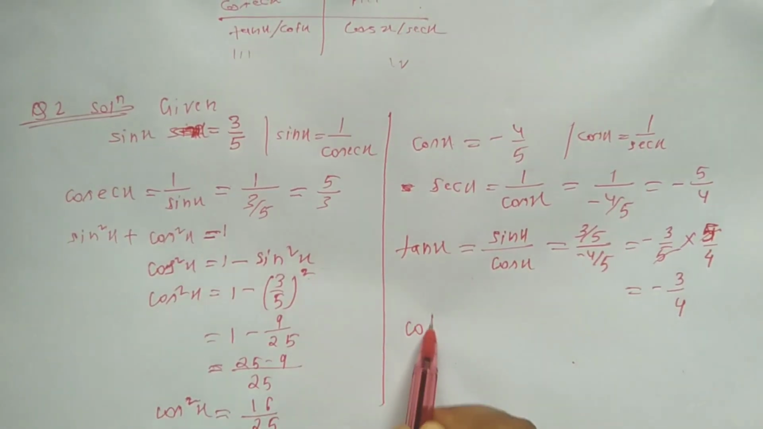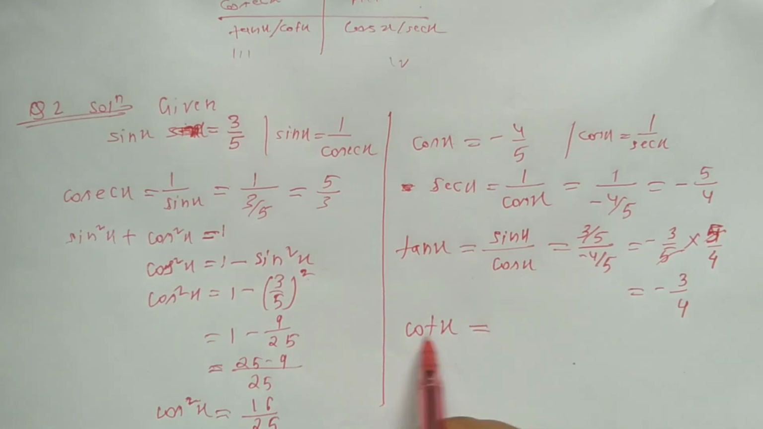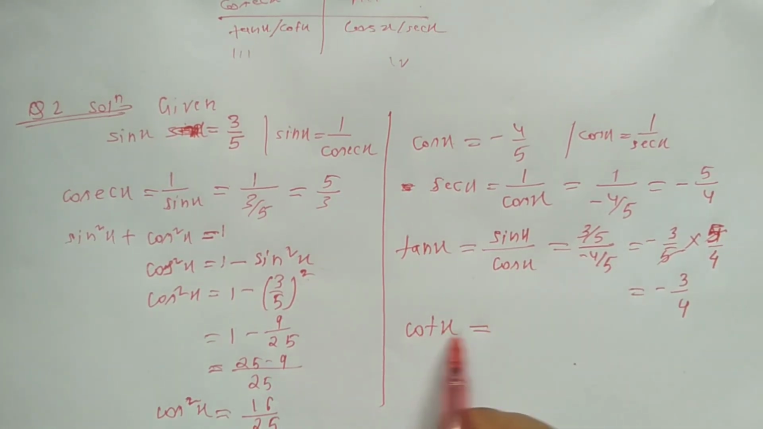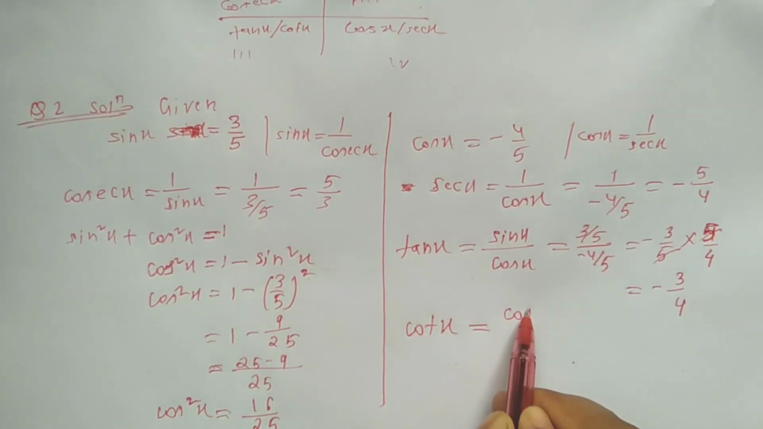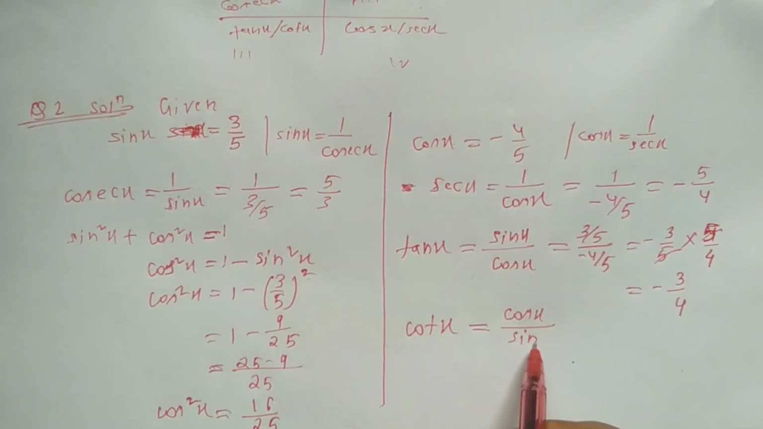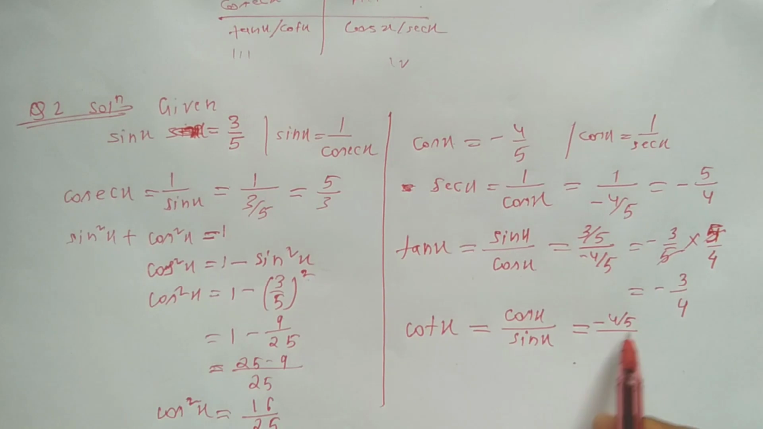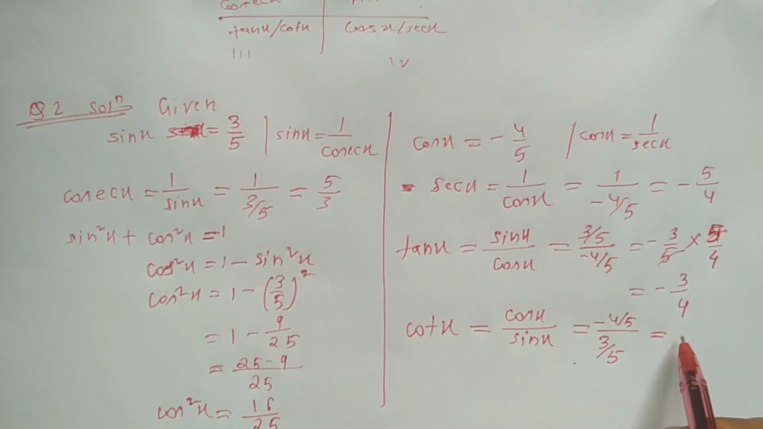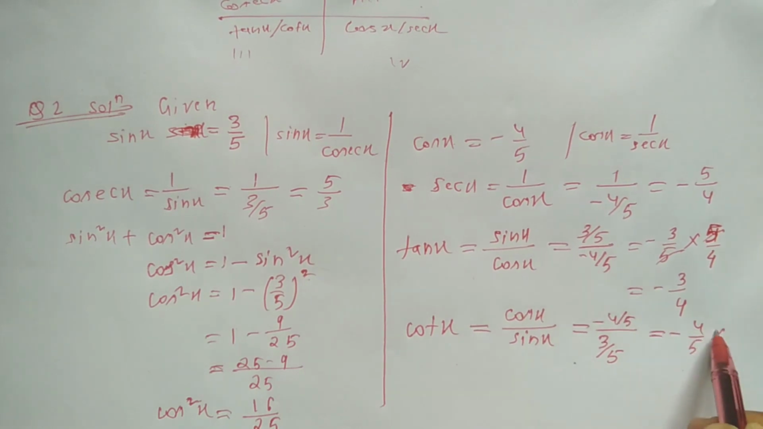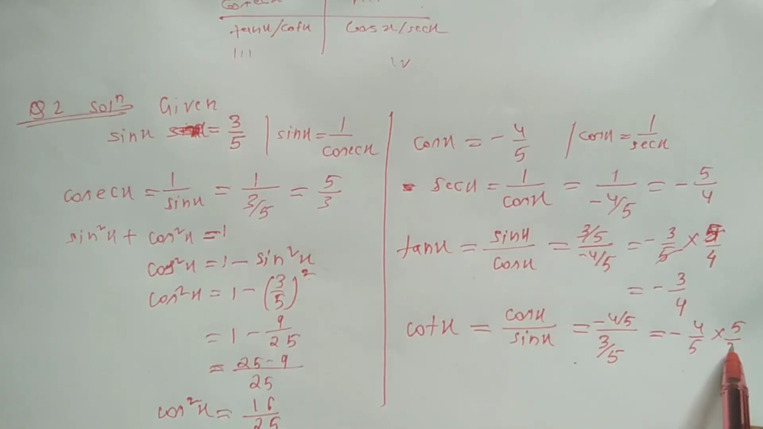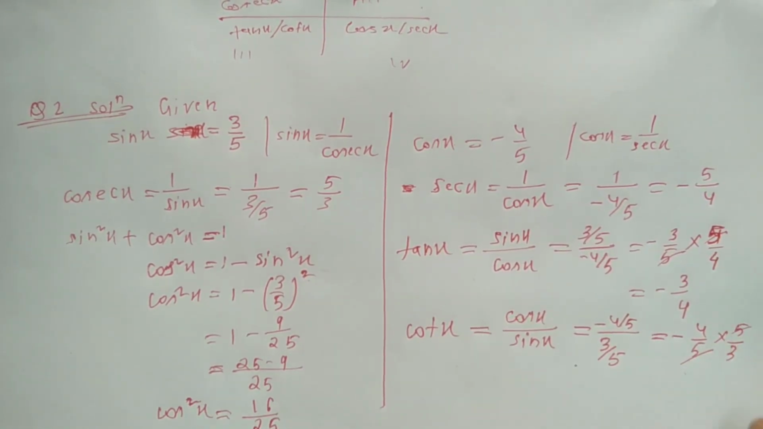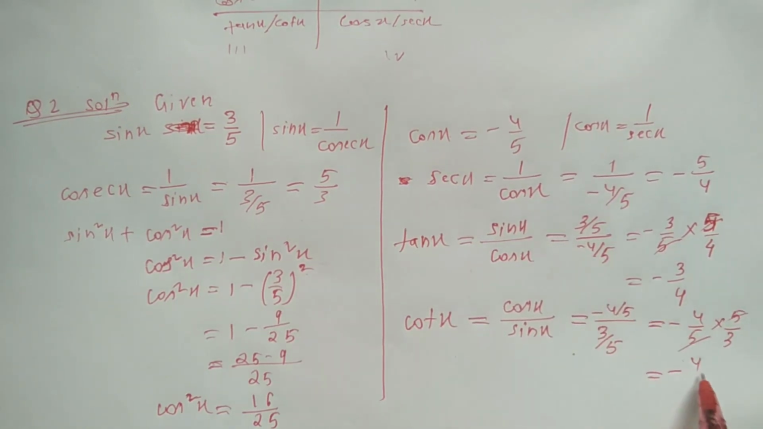Next, cot x. Again we know the value of cot x. It is how much? Cot x equal to cos x by sin x. Now put the value of cos x. It is minus 4 by 5. Again sin x, it is 3 by 5. This will be minus 4 by 5 into 5 by 3. 5 get cancelled. So minus 4 by 3. So cot x equal to minus 4 by 3.